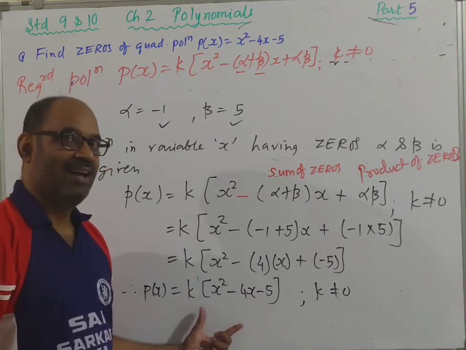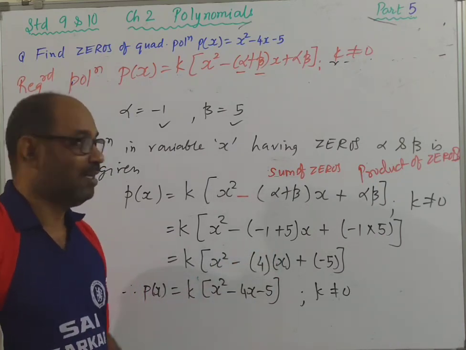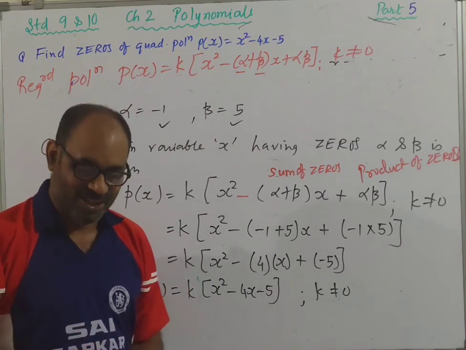Why are we writing k? Because we are showing that there are infinite polynomials whose zeros are minus 1 and 5, not just one. Is that clear to you?